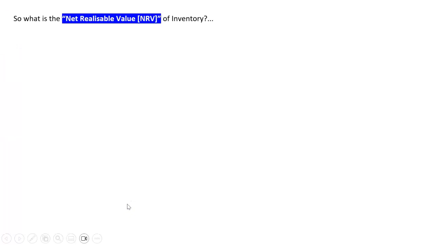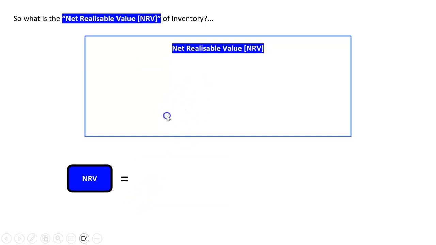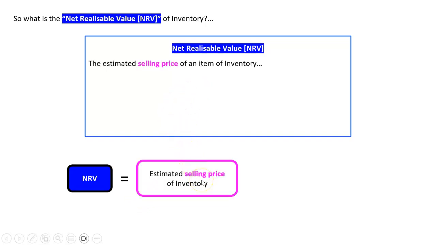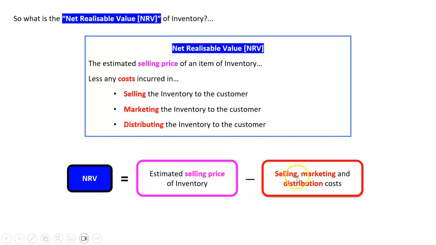But then we have the net realizable value, which is our new topic for this lesson. What does that mean? What we say is the NRV is the estimated selling price of inventory minus any selling, marketing, and distribution costs. You actually want to treat this completely separate to that topic of cost of goods sold versus other expenses, and just take this very literally: the net realizable value will be the selling price less any costs to sell, market, or distribute the inventory. We're just looking for selling, marketing, distribution costs.